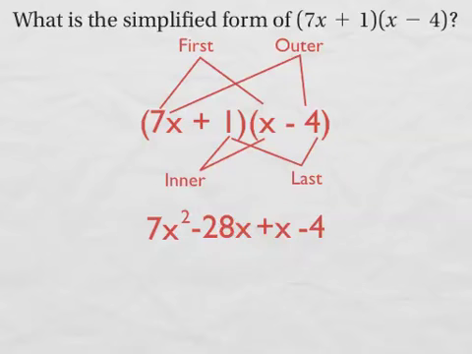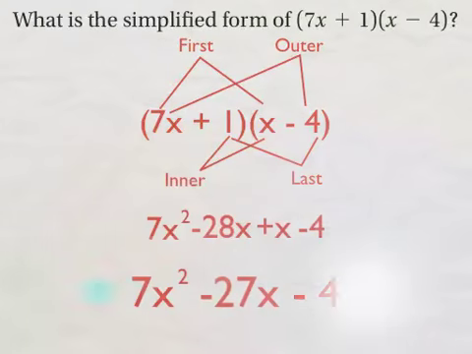Go ahead and combine your like terms. In this case, I have negative 28x plus a positive 1x, which will give me a negative 27x, which means my final answer is 7x squared minus 27x minus 4.